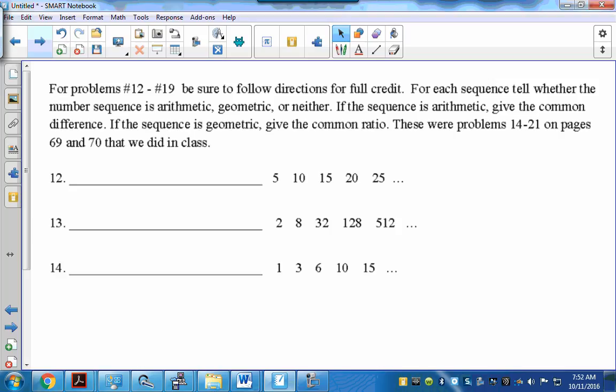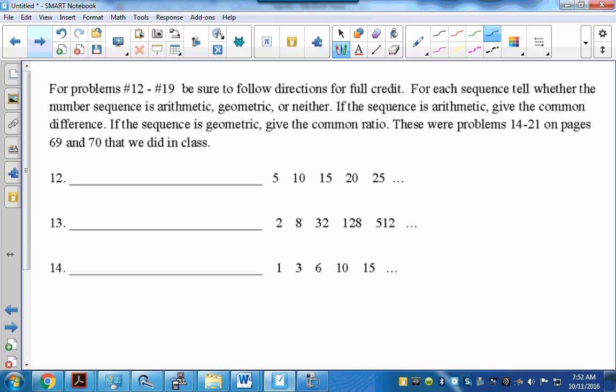Follow directions. For each sequence, tell whether the sequence is arithmetic, geometric, or neither. If the sequence is arithmetic, give a common difference. If it's geometric, give the common ratio. And again, you should be looking in your notes, pages 67 or 69 and 70, problems 14 through 21 were the exact same problems in the exact same order.